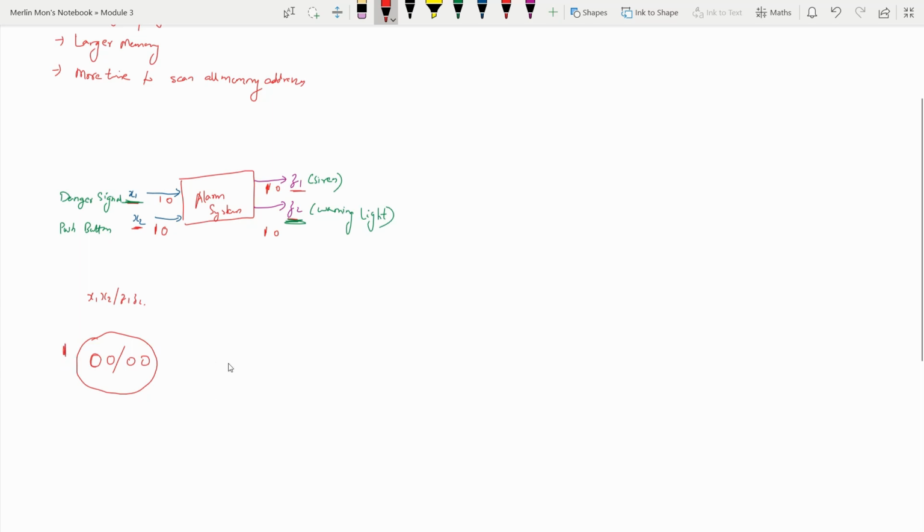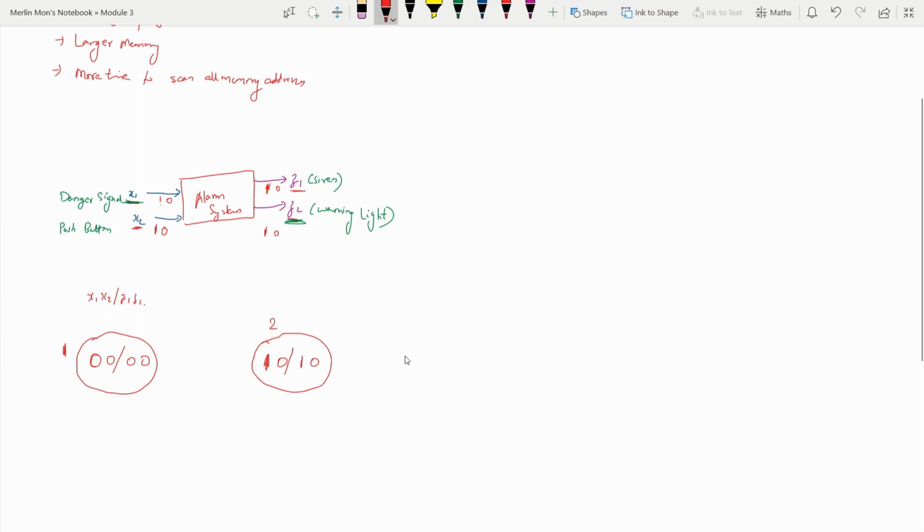Now the second state is what happens if a danger signal is present. When a danger signal is present, x1 will become 1, and x2 will be 0 because the push button has not been activated. And when x1 becomes 1, z1, the siren, will go high, so z1 will be 1, and the warning light will not be activated because the warning light will be activated only when the push button is activated. So the danger signal happened, and now the siren is making all kinds of sounds. This is state 2.